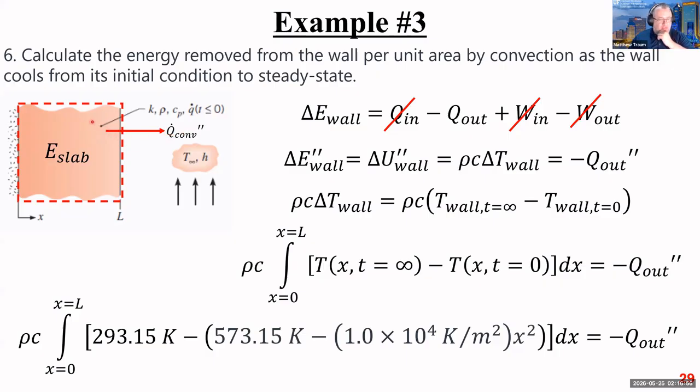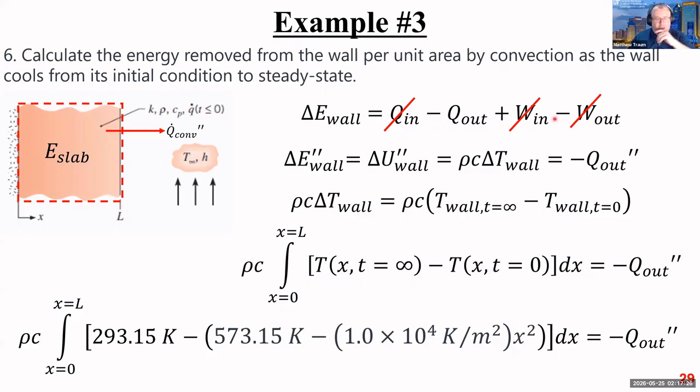And so I'm just going to apply the first law of thermodynamics to the closed system of this slab and use that to try to back out what this total energy removal is. So here I am doing that. The change in energy of the wall from whatever the initial condition is to whatever the far time in the future condition is, where it's at steady state, is equal to Q in minus Q out plus W in minus W out. You should remember the first law of thermodynamics from thermo.